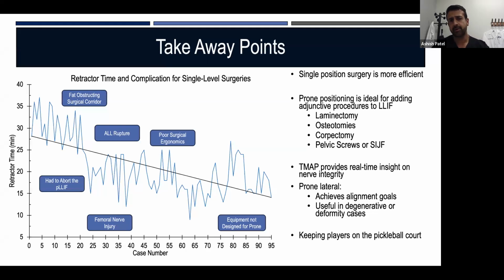And so we can see that with the prone positioning, what we talked through is the placement of the lateral interbody, but being in the prone position, you have access to laminectomy and osteotomies. We talked through TMAP and how I try to stay safe or at least evaluate real-time nerve data.